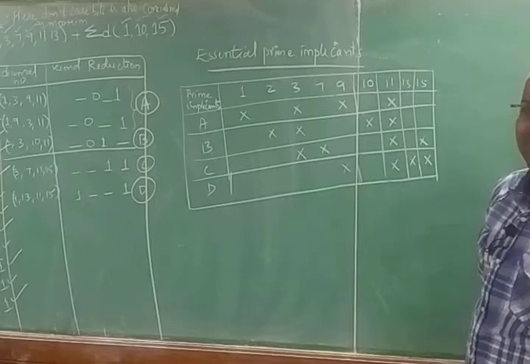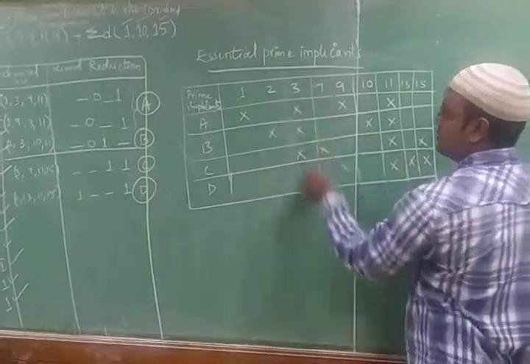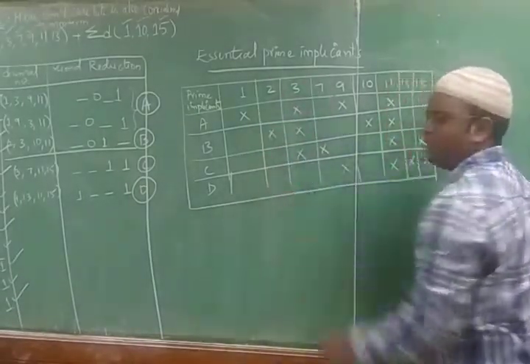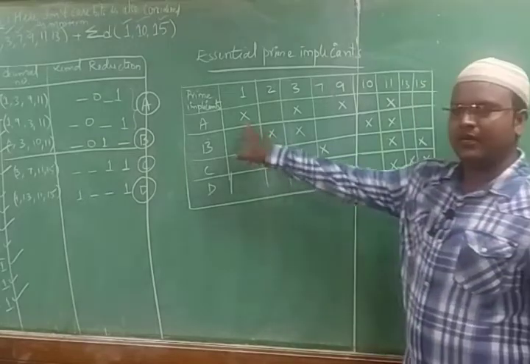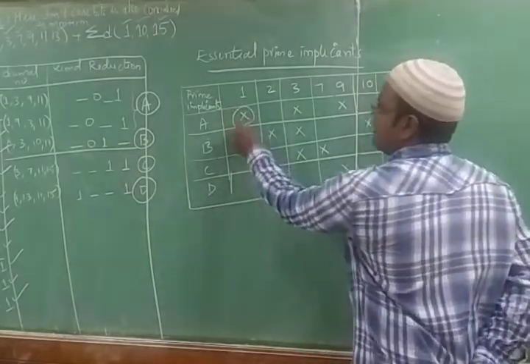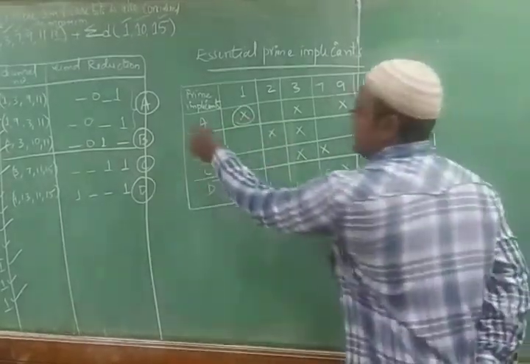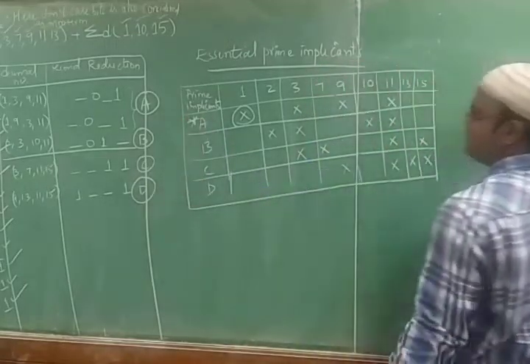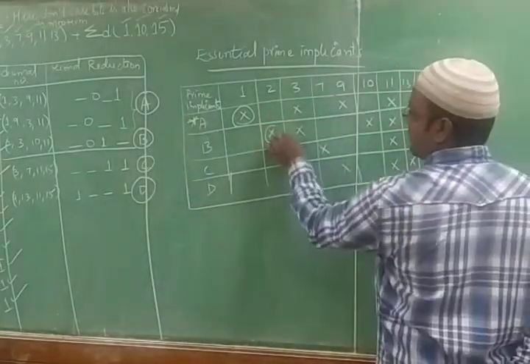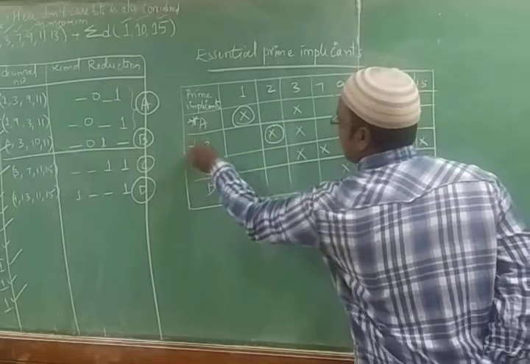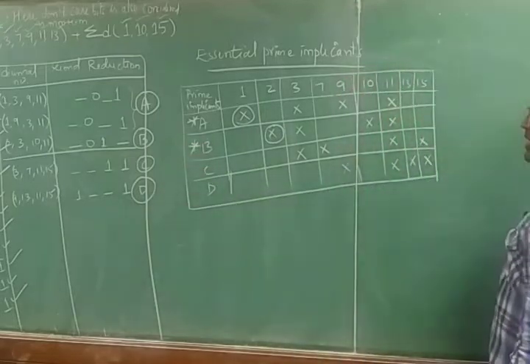Now see which is single. Column-wise, check which is the single one, and you need to take it down. Since 1 is coming only in A, put a circle there. That is nothing but A is your essential prime implicant. Next, in the second column, 2 is coming once. B is also an essential prime implicant. We'll put the asterisk.